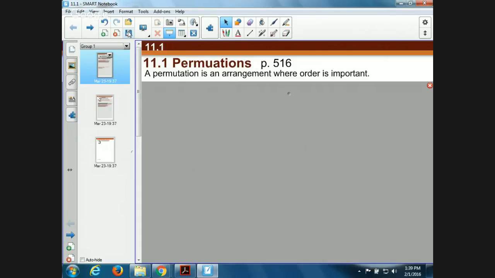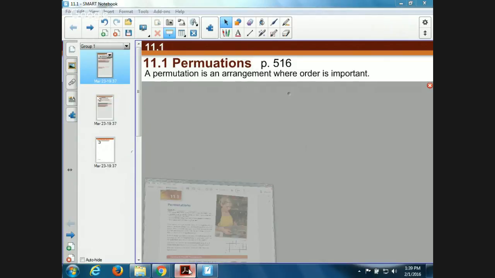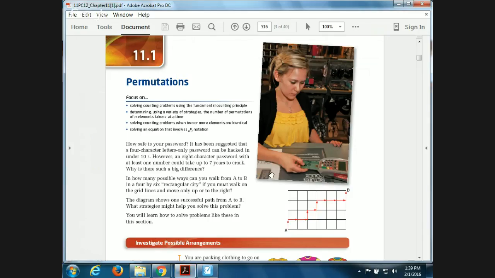11.1 Permutations. Open up your textbook, page 516, and jot down the title, 11.1 Permutations. A permutation is an arrangement where order is important. But to get a little more meaning to this, I want you to pause the video after this and turn to page 516 and read the introduction here, just so that you understand the kinds of problems that are permutations. I'll assume you're pausing and reading now.